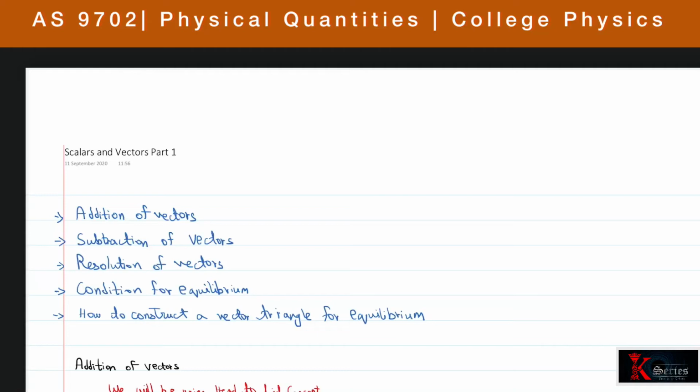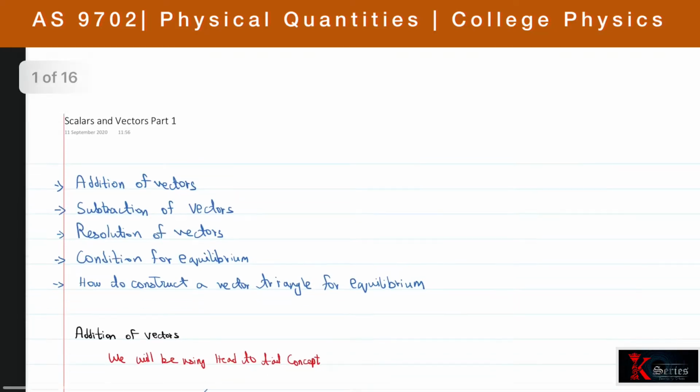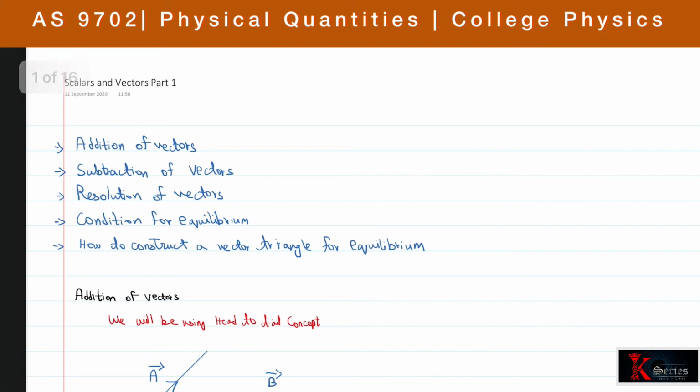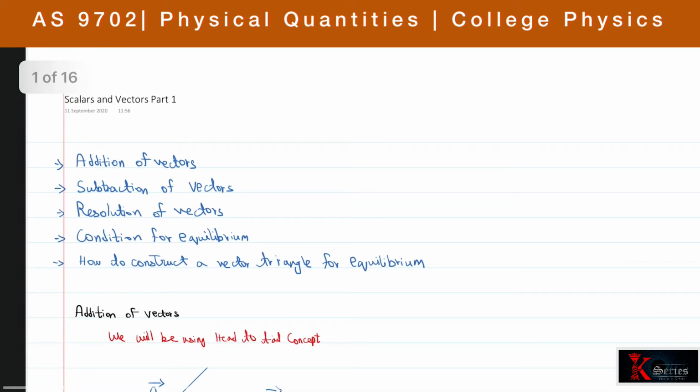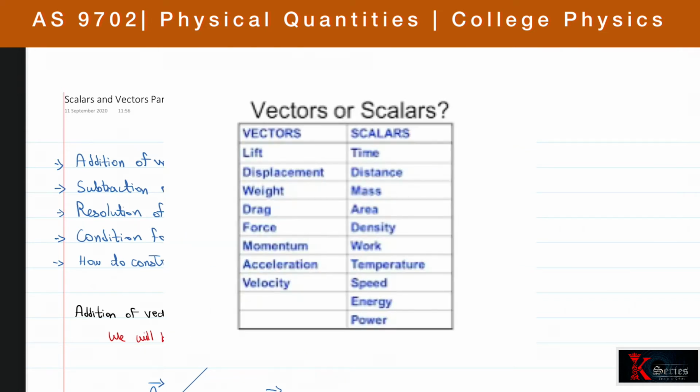Guys, so now we'll be starting off with scalars and vectors. So what is a scalar quantity? A scalar quantity is one which has a magnitude but no direction, whereas a vector quantity is one which has a magnitude and a direction. So we're going to just quickly go over the list of scalar and vector quantities.